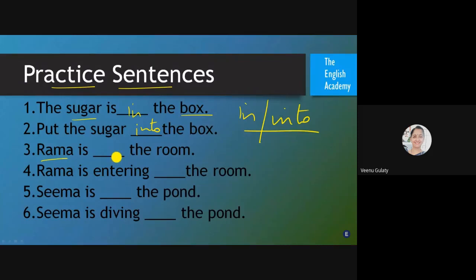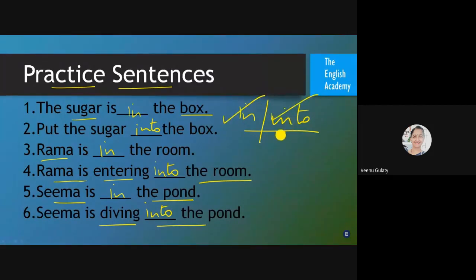Rama is blank the room. In the room. Rama is entering blank the room. Yes, into. Again movement. Seema is in the pond. Seema is diving into the pond. Movement. Now, I hope aapko difference clear ho gaya. Kahan par, kab, kis position mein humne in use karna hai aur kis state mein humne into use karna hai.